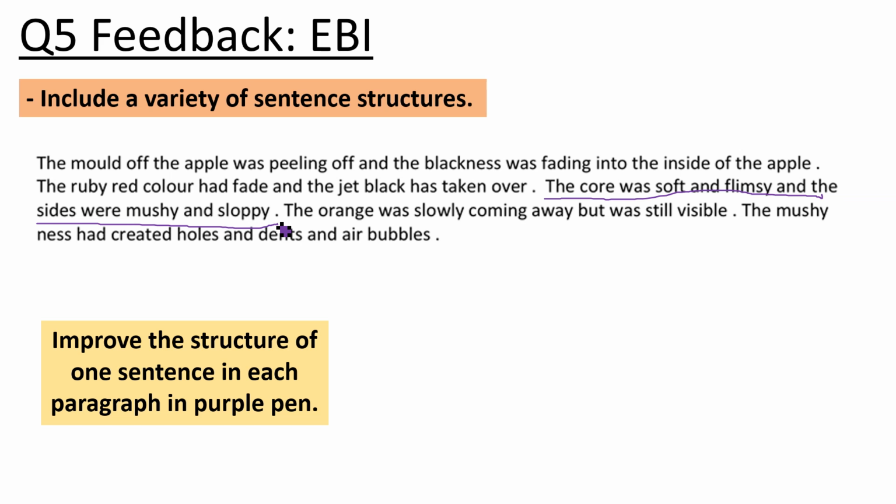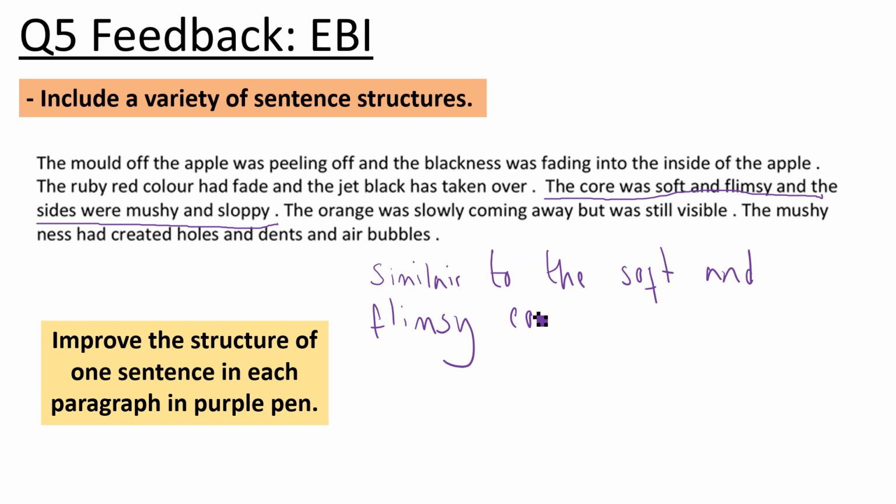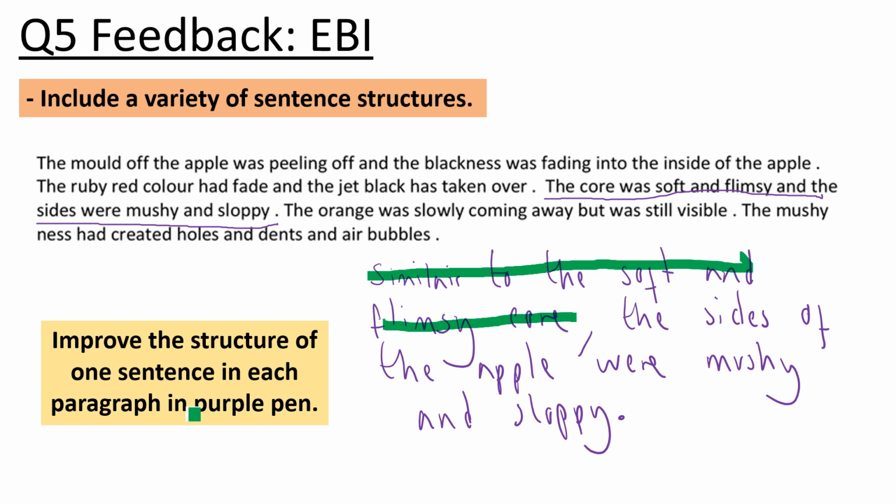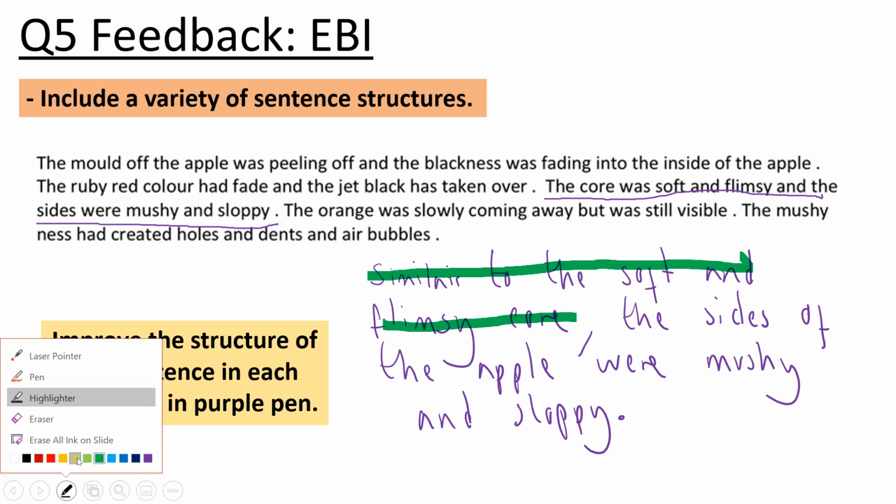I'm going to make this a complex sentence. So I'm going to write: similar to the soft and flimsy core, the sides, and I think this is talking about the apple, so I'm just going to write the apple to be clear, the sides of the apple were mushy and sloppy, full stop. So I have created a complex sentence there. This is my dependent clause, similar to the soft and flimsy core. It doesn't make sense on its own because the word similar indicates that I need to compare it to something.